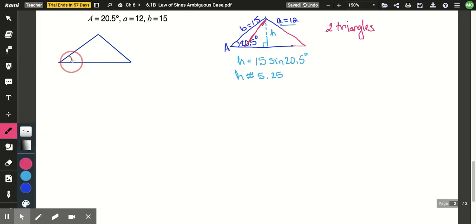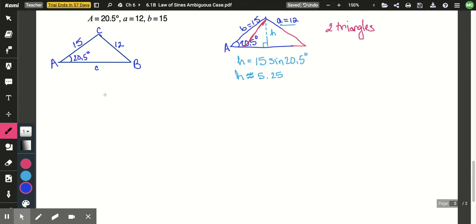And I'll label what I know. I know this angle is 20.5 degrees. This angle is A. The side across from it is 12. The side next to it is 15. That was messy. I'm going to try again. There we go. So this side is 15 and it was side B. So that means the angle across from it is angle B. And that means the last angle up here would have to be angle C. And at the bottom we would have side length C.